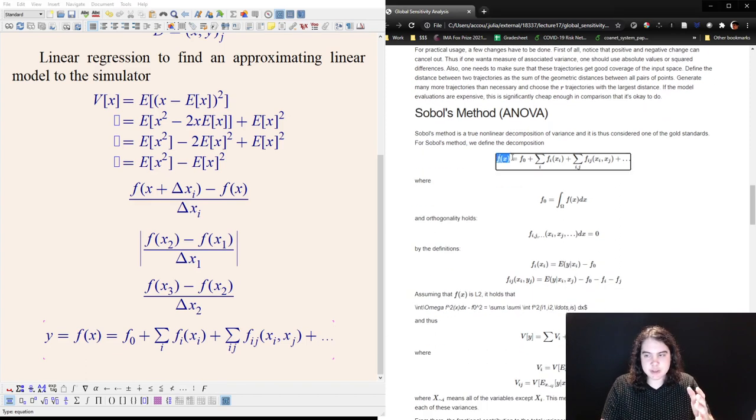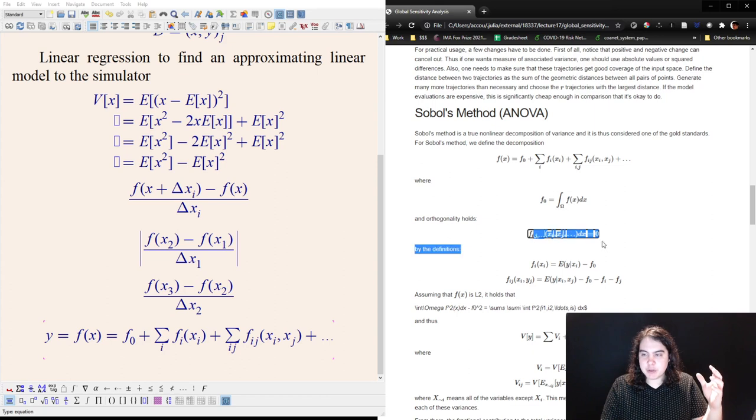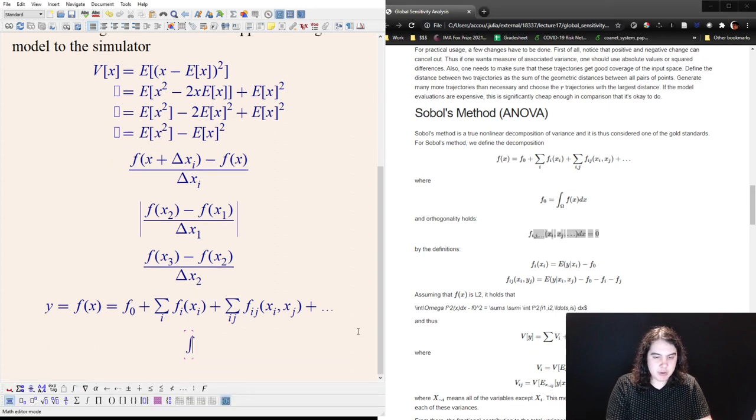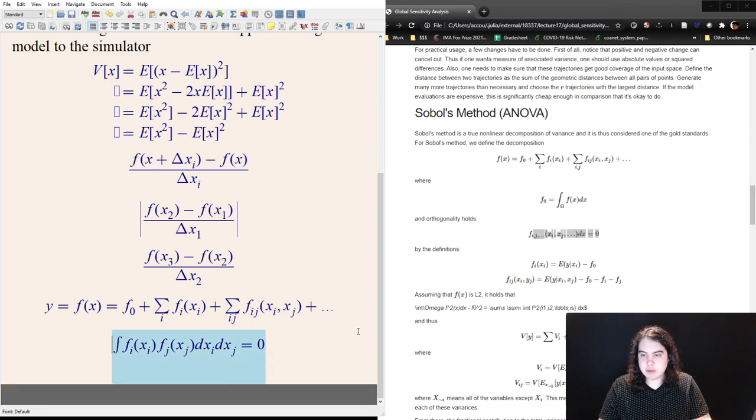in a probabilistic sense, another way to represent f of x is, if I do the integral of f of x over all parameters, this is some kind of constant term. And by orthogonality, what I mean here is that if you do the integral of f sub i of x sub i times f sub j of x sub j, dxi dxj, you can actually show that all of these integrals come out to zero.